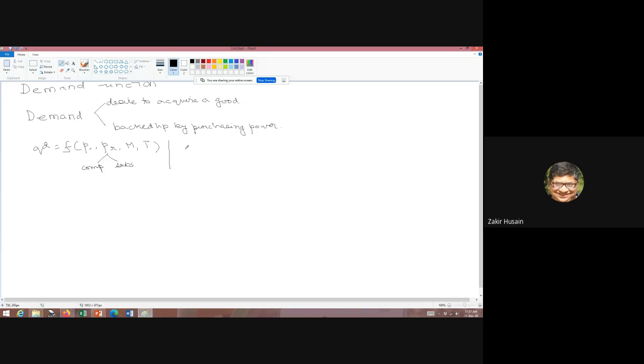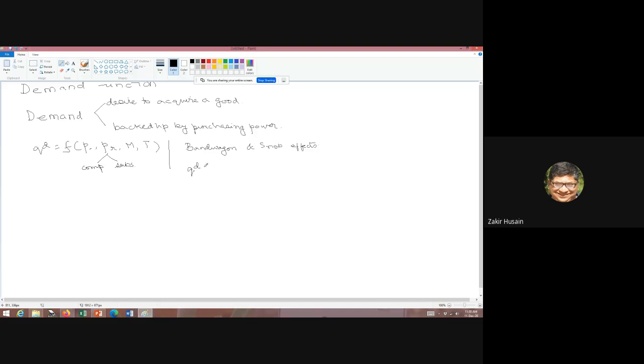Now, in the last micro class, I think MD had discussed the bandwagon and snob effects. Can you incorporate these two effects into the demand function? No, sir, it is an exception to the law of demand.